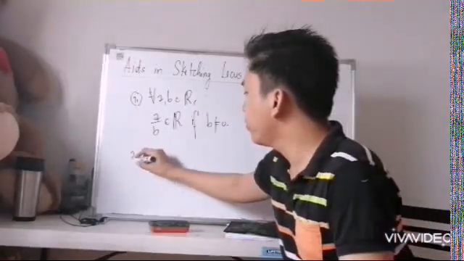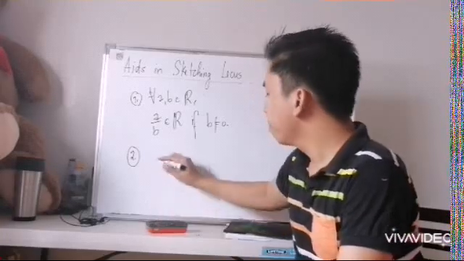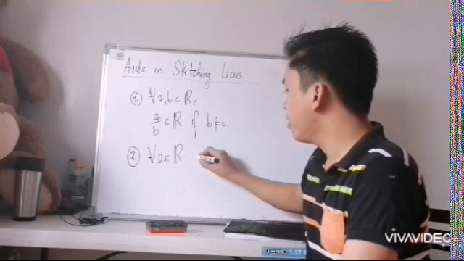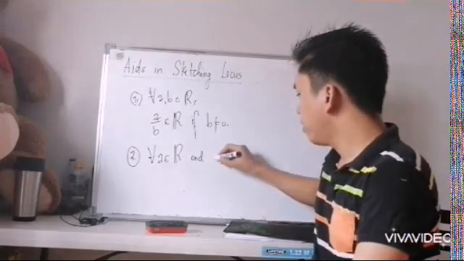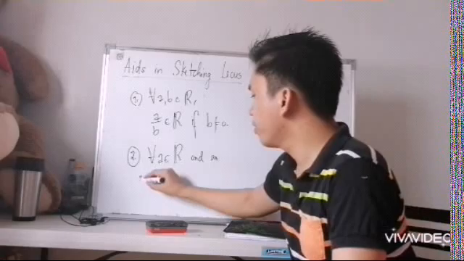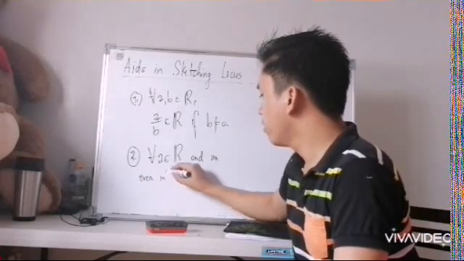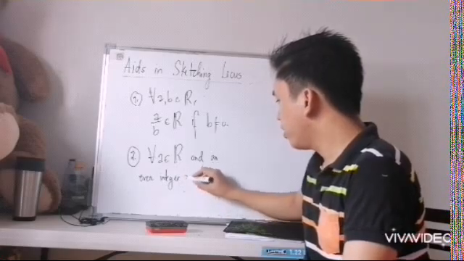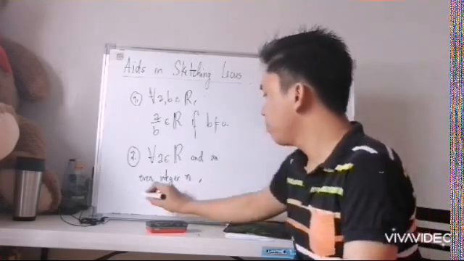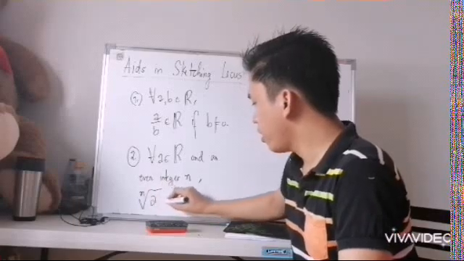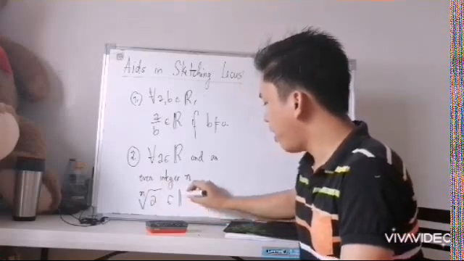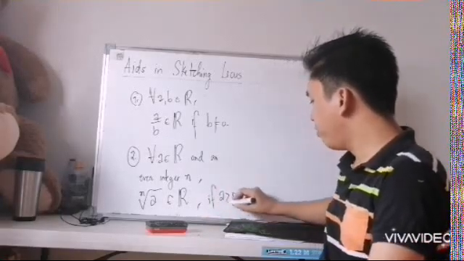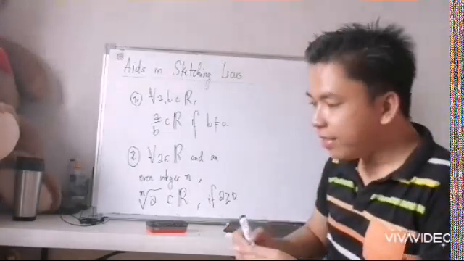Okay, number 2. For all a in the set of real numbers and n an even integer, the nth root of a is an element of the real numbers if a is positive or 0. What does it mean?